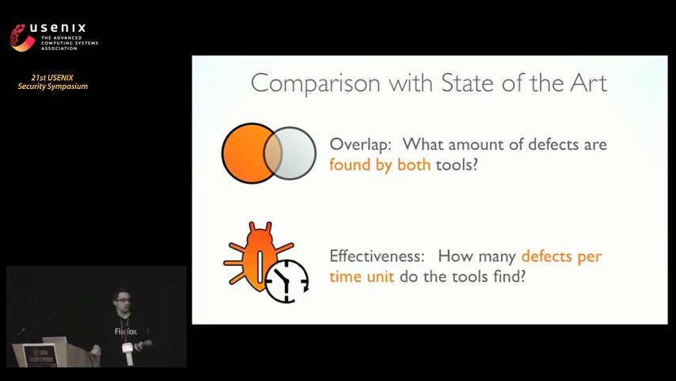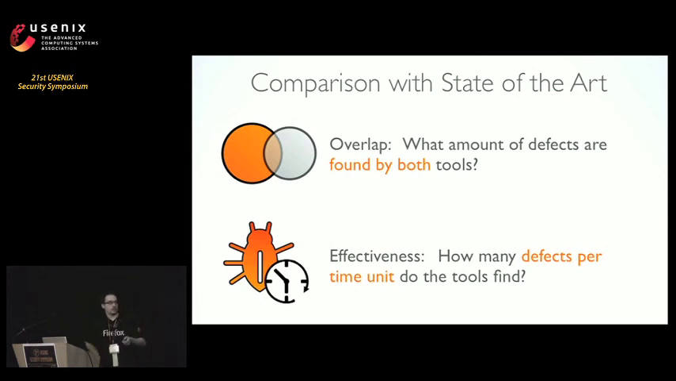And the second thing that you would like to look at is effectiveness. So how many defects per time unit can both tools find? So you would expect that a tool that is more generic is less effective, but you would like to know also how much is the effectiveness compared to the other tool.